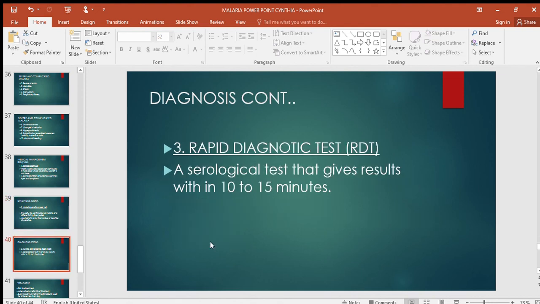Then the third one is the rapid diagnostic test, which is the RDT. So these are also available in clinics in some rural areas. So it is a serological test that gives the result within 10 to 15 minutes. So this one can also show if a patient has got malaria or not. So in the next lesson, we'll look at how we can perform an RDT and how to collect an MPS, the malaria parasite smear test. So we will do that.